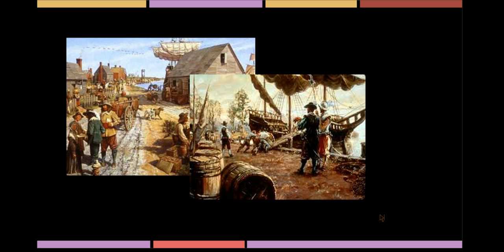As the colonies began to produce many of the products they needed to survive on their own, they no longer needed as many supplies from England. They were becoming more independent from England, which becomes very important as the colonies begin their quest for independence.